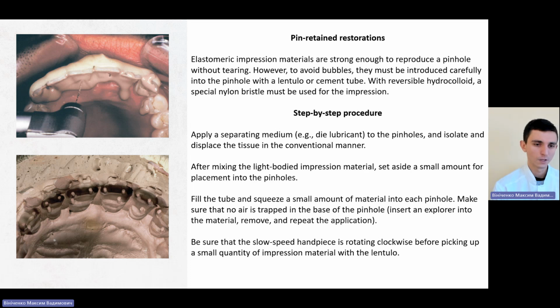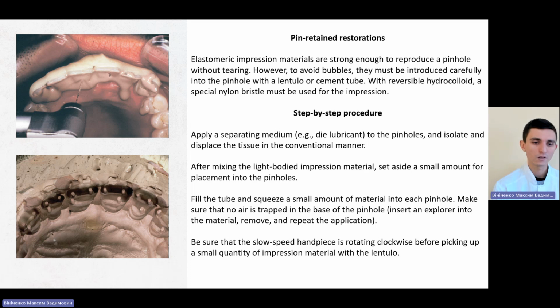Step-by-step procedure. Apply a separating medium to the pinholes and isolate and display the tissue in the conventional manner. After mixing the light-bodied impression material, set aside a small amount for placement into the pinholes. Fill the tube and squeeze a small amount of material into each pinhole. Make sure that no air is trapped in the base of the pinhole. Insert an explorer into the material, remove and repeat the application.